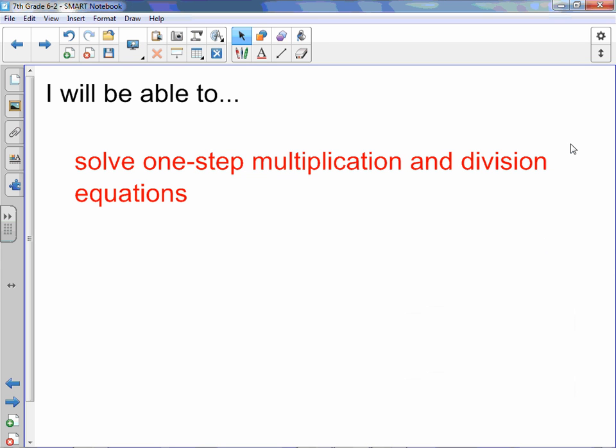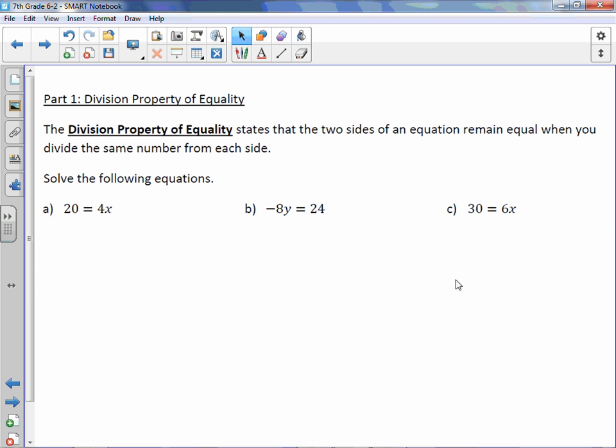Chapter 6, Lesson 2, Multiplication and Division Equations. You will be able to solve one-step multiplication and division equations. The division property of equality states that the two sides of an equation remain equal when you divide the same number from each side. Solve the following equations.